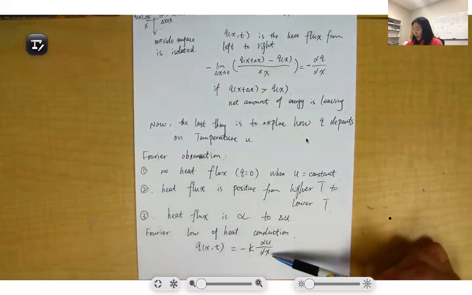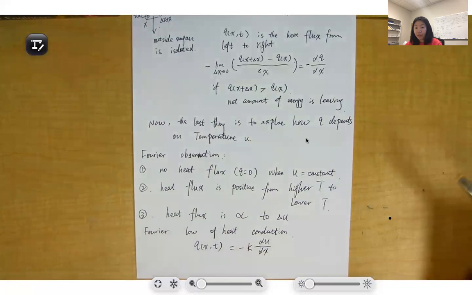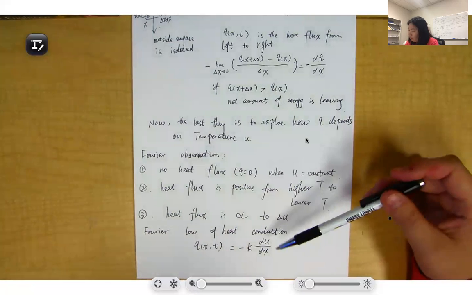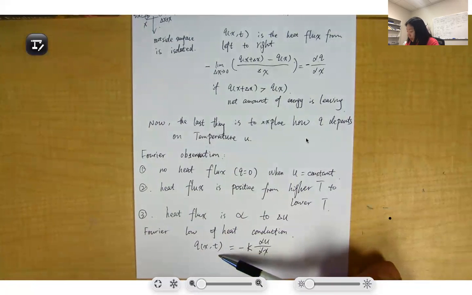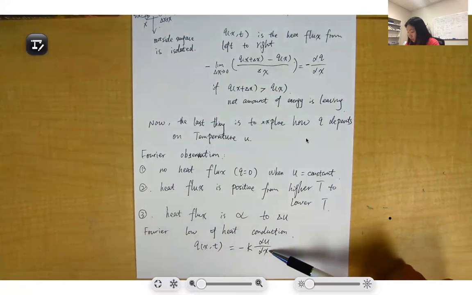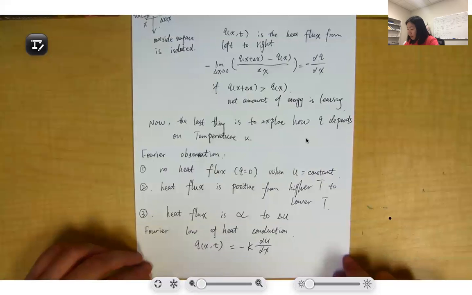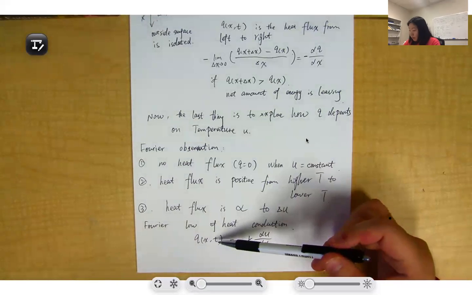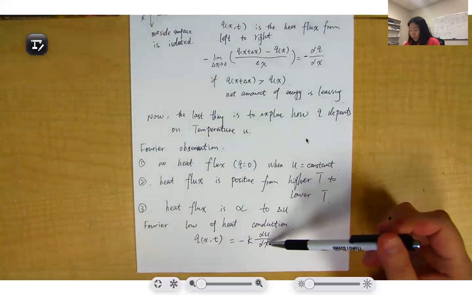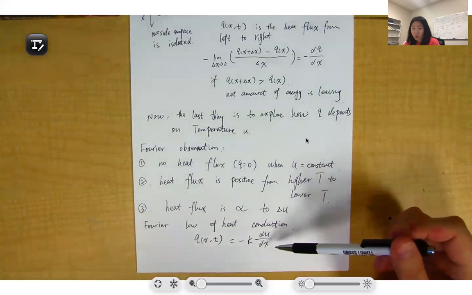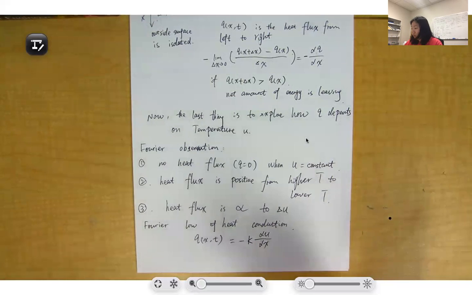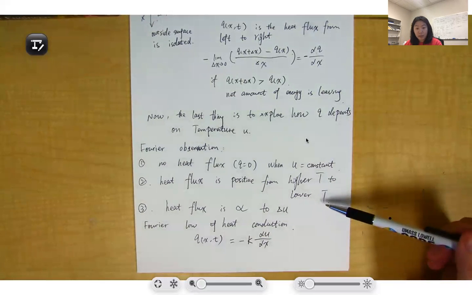And let's put this equation into each term and see whether it's validated. So when there is no heat flux, Q equals 0, that part will be equal to 0. That means the gradient of the temperature will be equal to 0. Then the temperature has to be uniform, so it's a constant. Then the heat flux is positive. That means the Q is positive, so the du over dx has to be negative. That means the temperature gradient is negative, meaning the temperature is driving from higher to lower. So the second part is also satisfied.